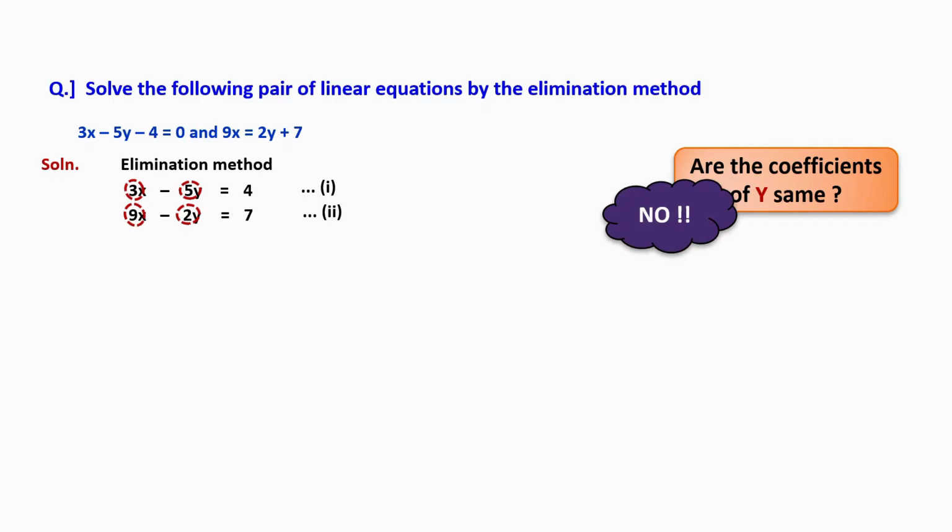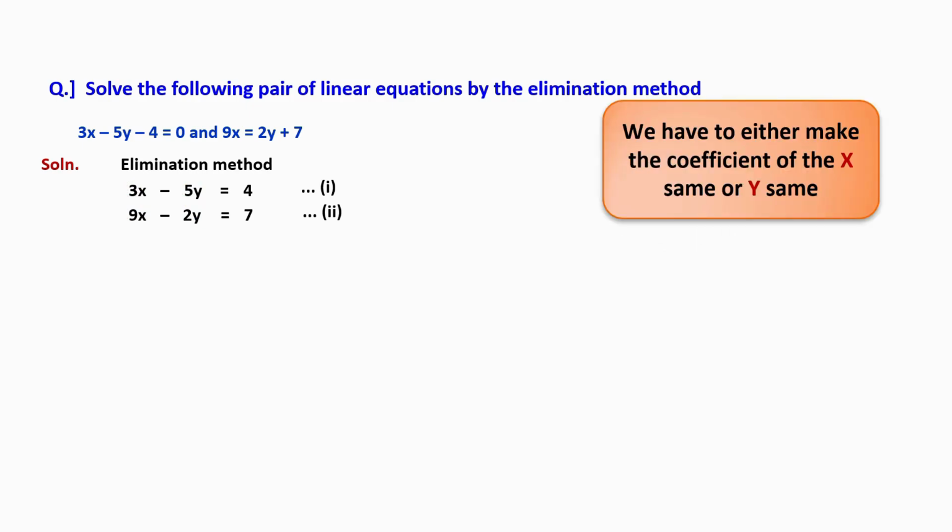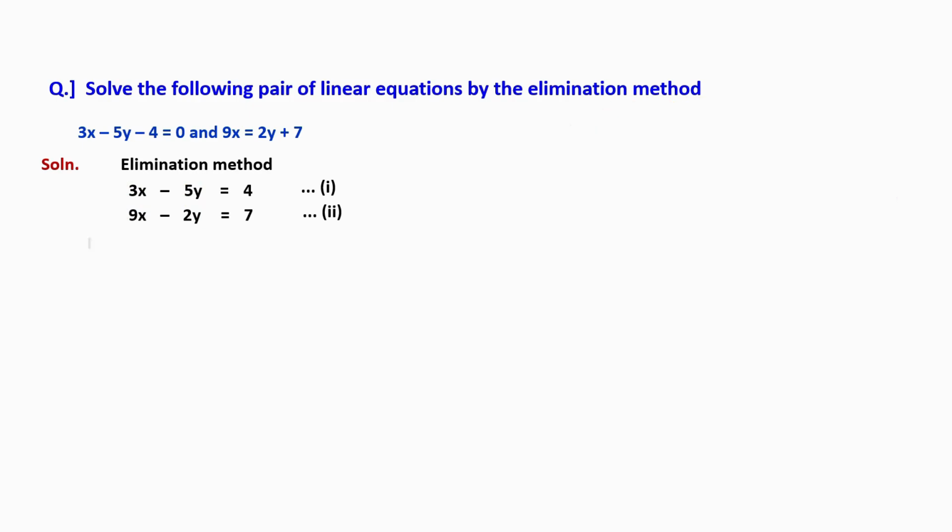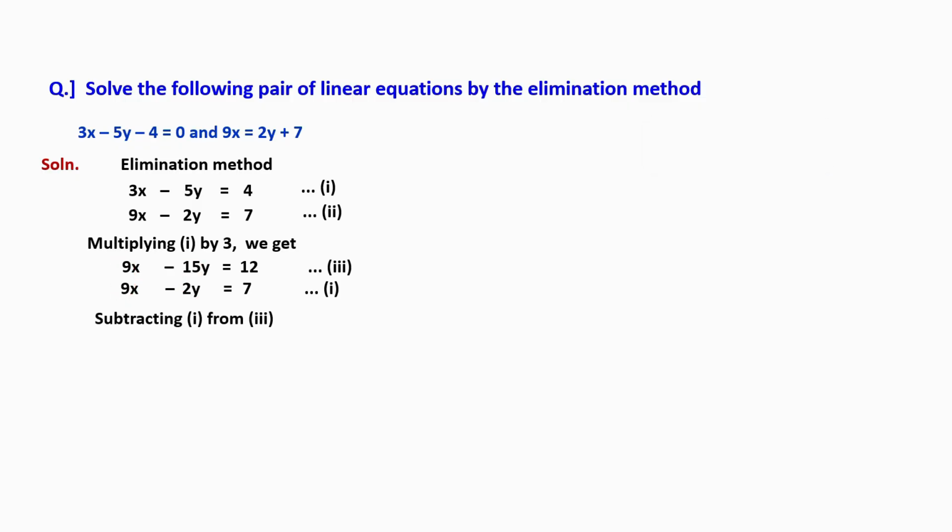Now, let us make the coefficients of x the same. We multiply the first equation by 3. After multiplying, we get 9x minus 15y equals 12. Now we have 9x minus 15y equals 12 and 9x minus 2y equals 7. Now, the coefficients of x are the same and the signs are also the same. So, we subtract the second equation from the first equation. After subtracting, we get minus 13y equals 5.